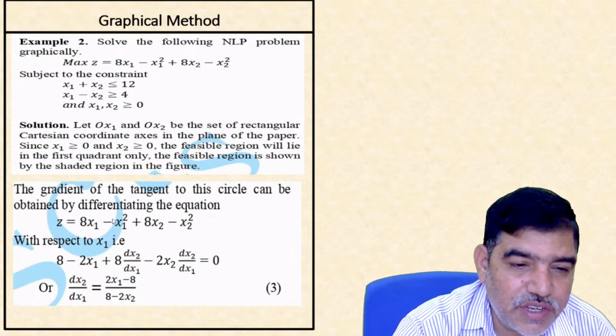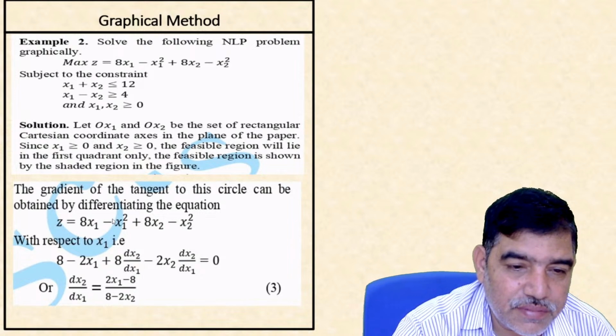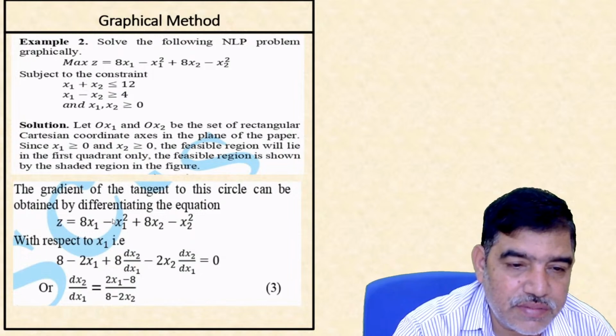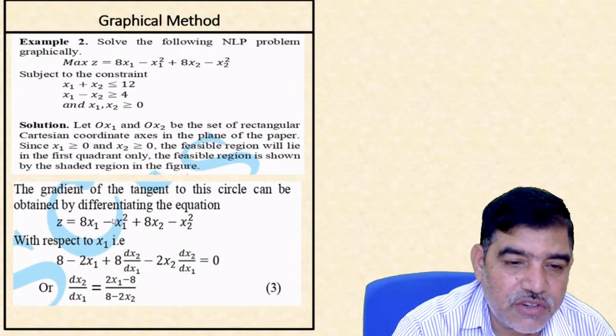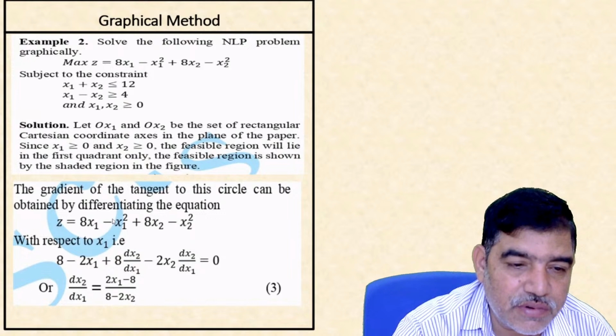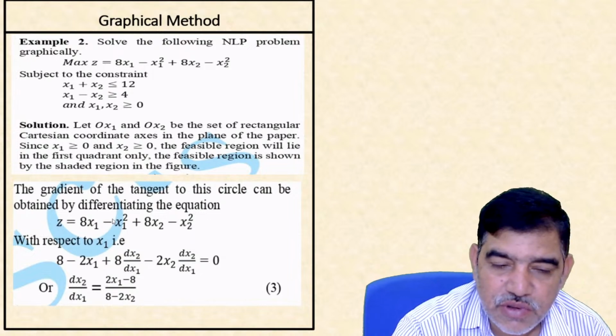That is, from this equation after differentiating with respect to x1, we group the common terms: 8 minus 2x1 and minus 2x2 dx2 divided by dx1 equal to 2x1. Taking the common factor, we get dx2 divided by dx1 equal to 2x1 minus 8 divided by 8 minus 2x2.